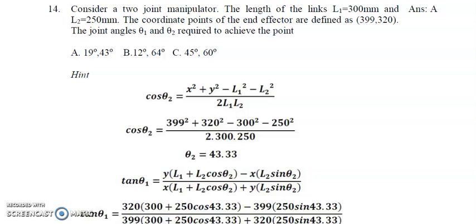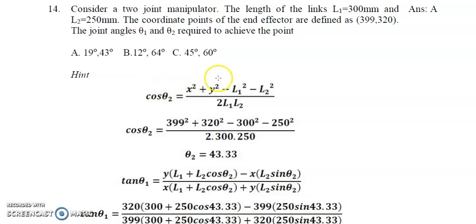So the hint for this problem. Here it is reverse transformation. The given is link lengths L1 and L2 and the coordinate points, the position 399 and 320. Then we need to find the joint angles theta 1 and theta 2. That is the question. We try to understand the question first.